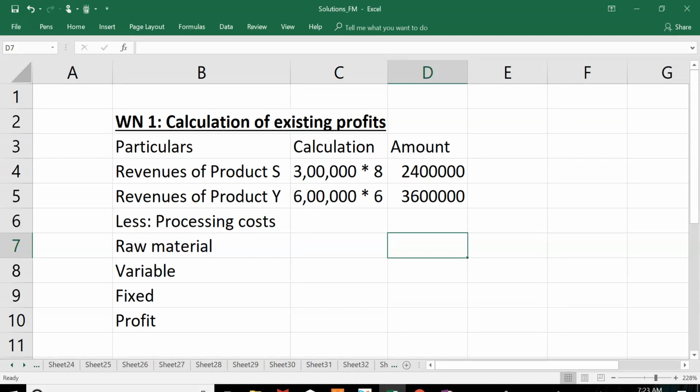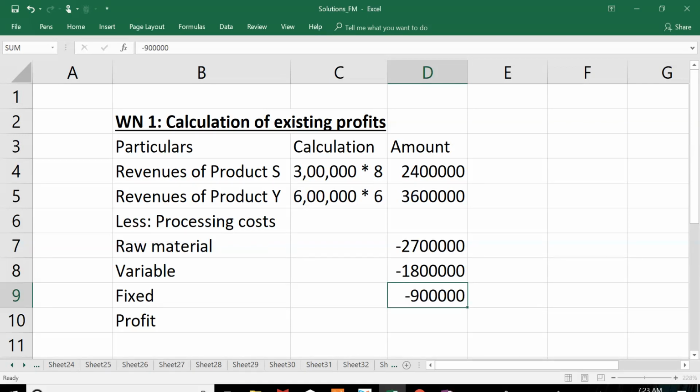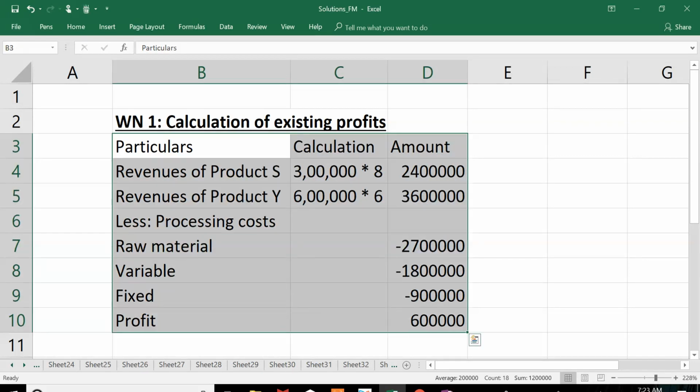Why are we taking it? It's a normal P&L, you will take fixed into consideration. Both the places, existing scenario also and revised scenario, you will take, or ignore it at both the places; it doesn't make a difference. In a normal P&L, you have to consider fixed. Minus 27 lakhs. This is the profit I am generating today. ₹6 lakh of profit.